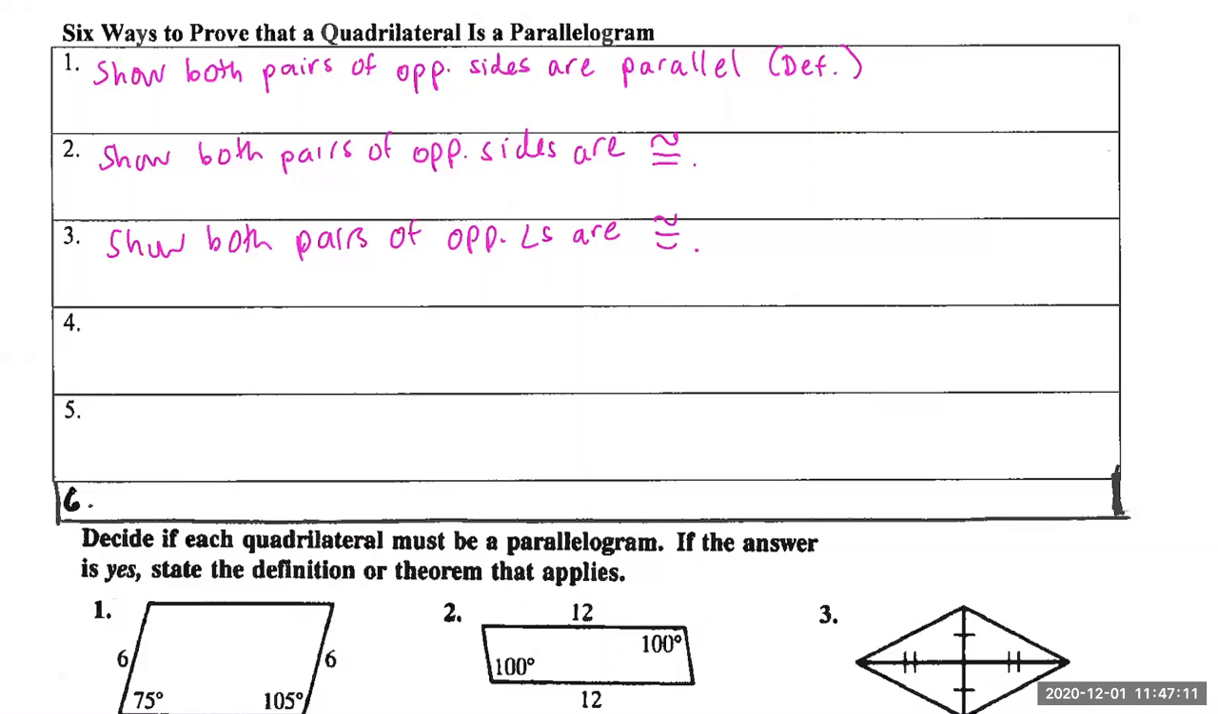Then we can say show both. First, actually, let's do the diagonals. We want to show the diagonals do what to each other? Okay, very nice. Bisect each other. Let me pause so you can write what we have down.